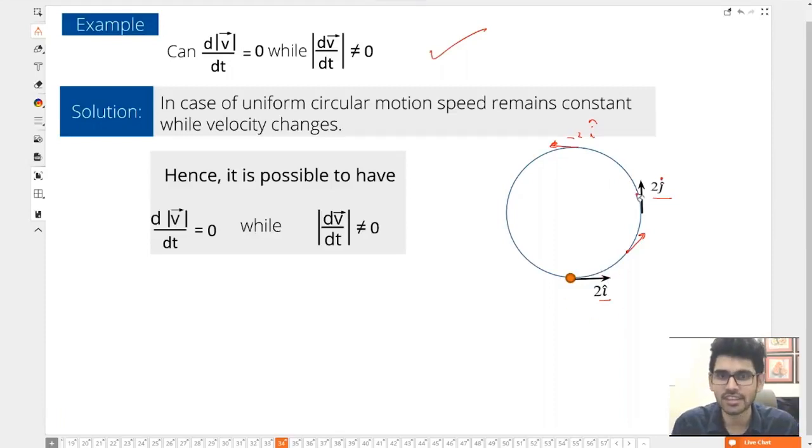See, this is the velocity vector. It has changed. It has changed again. It will change here also. Here it will become what? Minus 2j cap. It is constantly changing. Understood, my dear students? Right.